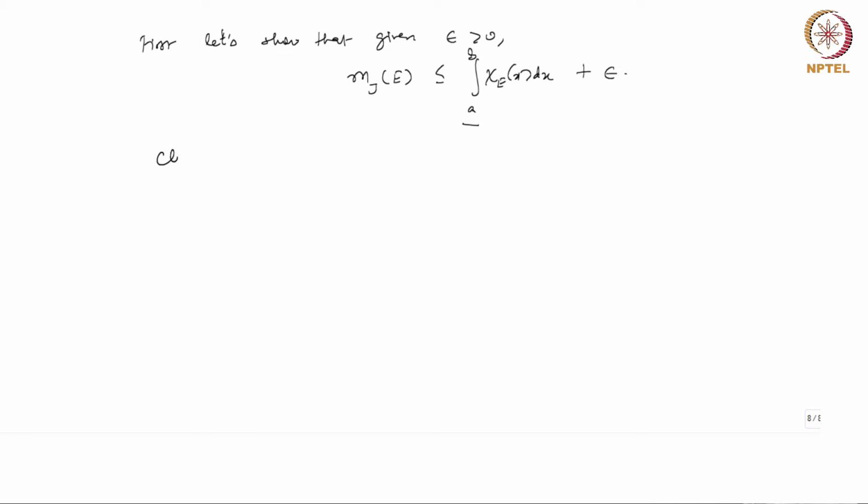So first let's show that given epsilon greater than 0, the inner Jordan measure of E is less than or equal to the lower Darboux integral plus epsilon. So since epsilon is arbitrary, then it would imply that the inner Jordan measure is less than or equal to the lower Darboux integral. So to show this, choose an elementary subset A of E such that the inner Jordan measure is less than or equal to m of A plus epsilon.